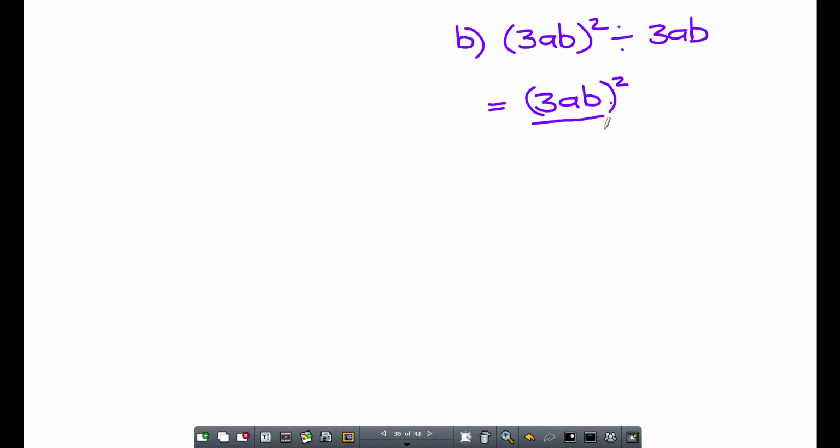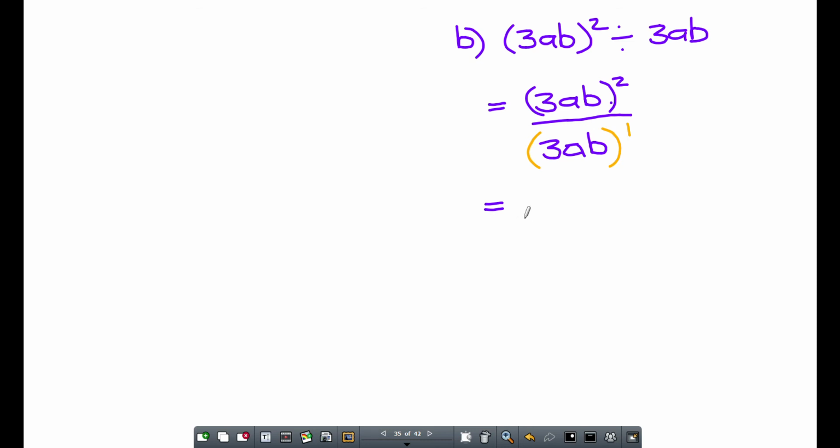Okay, so B was 3ab to the power of 2 divided by 3ab. So what I did is I put it in fraction form, divided by 3ab. And 3ab is actually the same as to the power of 1. You guys fine with that? So now do you see I've got 2 of those brackets at the top and 1 bracket at the bottom. So how many would be left? 3ab. No?